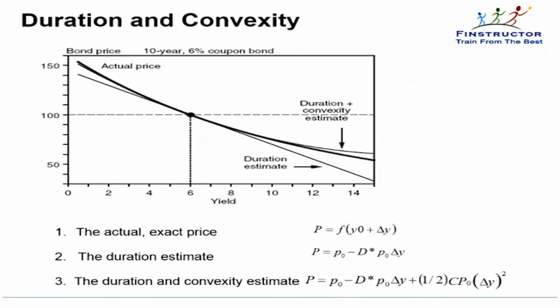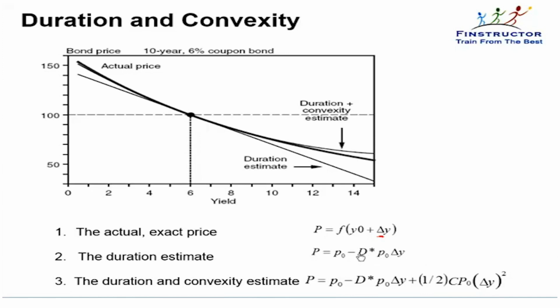So once again, if yields change by delta y, the exact actual price will be calculated by entering the new yield on your calculator and computing the price. The duration estimate will be calculated by just multiplying duration and the change in yield. Please note, duration will always be interpreted as negative. So if yields go up, price will fall. If yields go down, price will go up. If delta y is negative, this will become positive. If delta y is positive, this will remain negative.